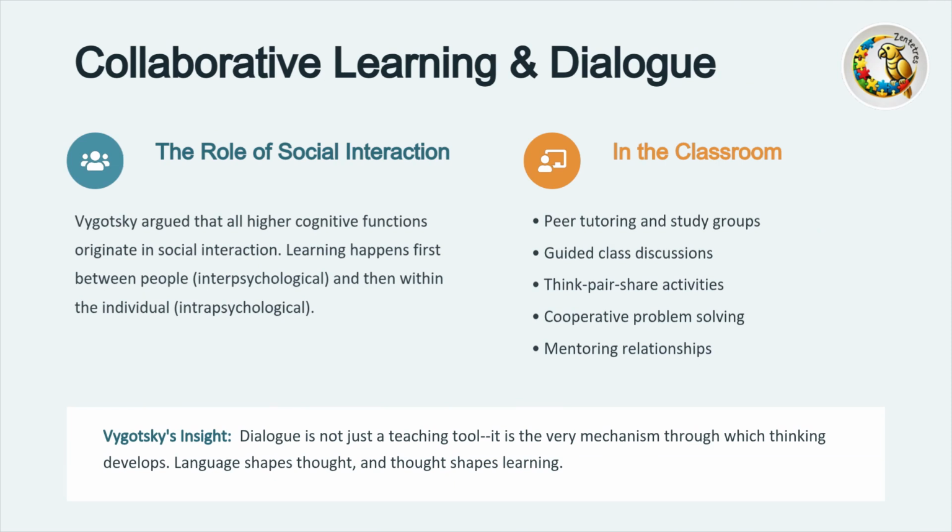Vygotsky's theory places social interaction at the very heart of cognitive development. He argued that all higher mental functions, like reasoning, problem-solving, and abstract thinking, originate in social interaction before being internalized by the individual. This means that learning is not a solitary activity, but a fundamentally social one.